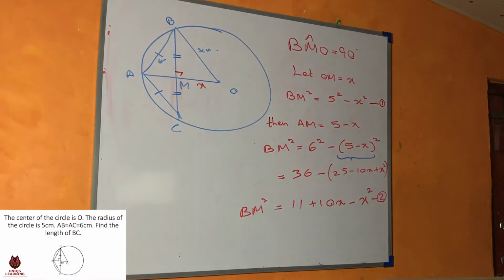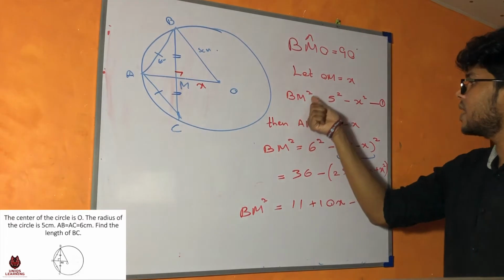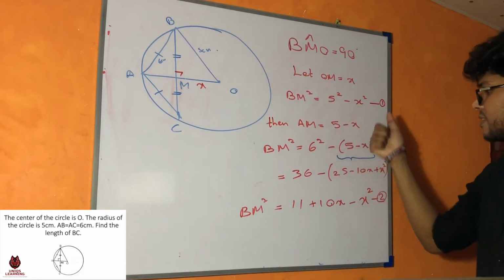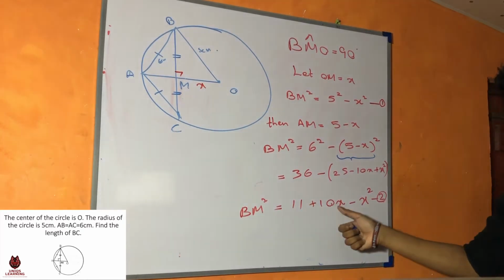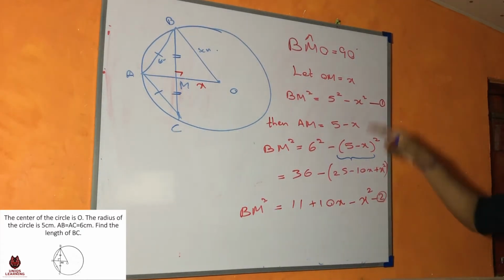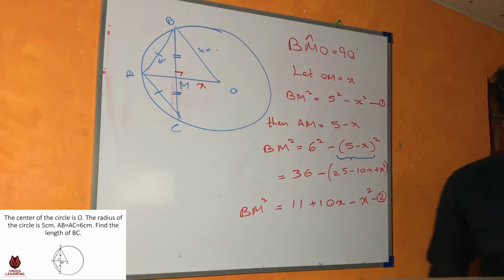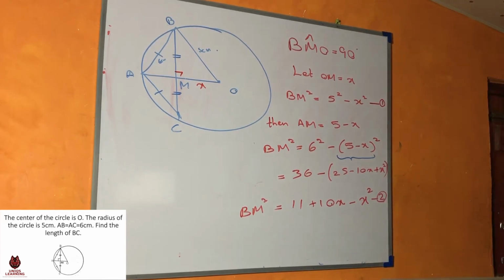So now you have two equations for BM squared, right? One is BM squared is equal to 5 squared minus x squared. The other equation is BM squared equal to 11 plus 10x minus x squared. So you have two equations. Then can you find x by using these two equations?